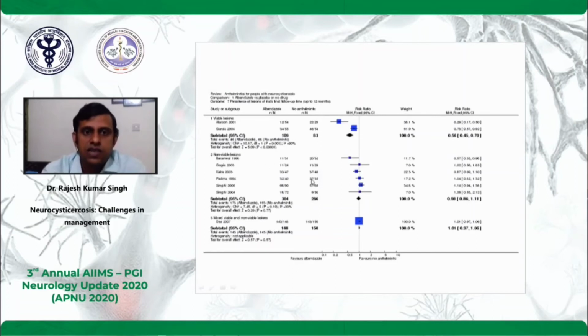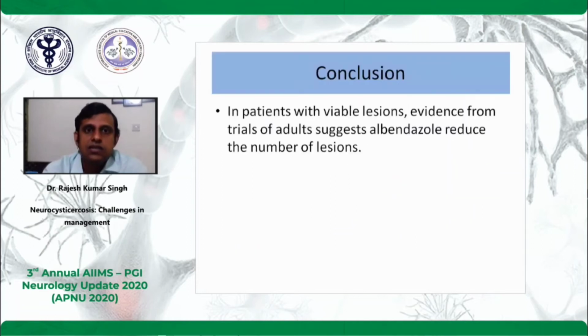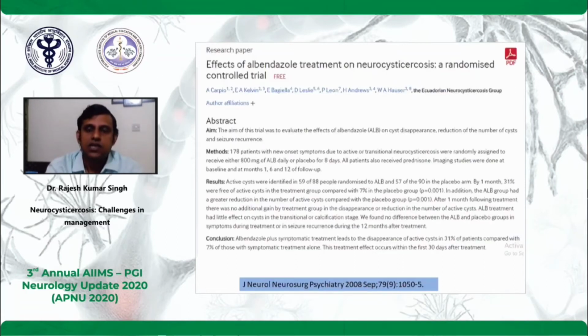However, for non-viable lesions, you can easily see the diamond is crossing the line of no effect. So we conclude from this meta-analysis that in patients with viable lesions, evidence from trials in adults suggests albendazole reduces the number of lesions. This was further strengthened by another good trial on albendazole treatment of NCC, published in JNNP in 2008 by Carpio et al.